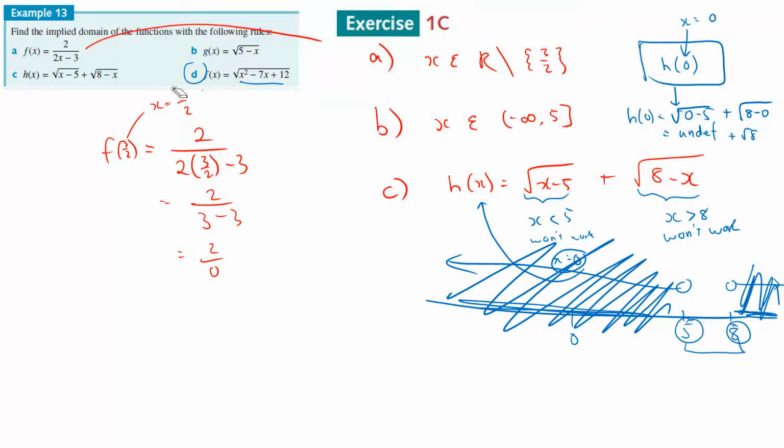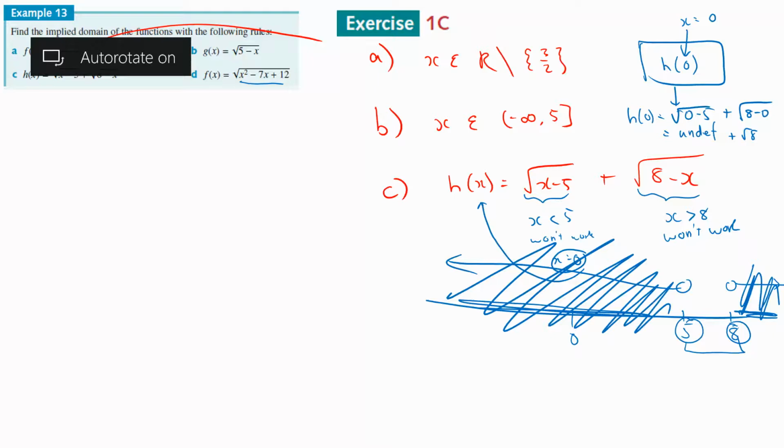And I'm going to show you how to do D. I'm just going to rub this section off here. All right, have a look. This is the last example.